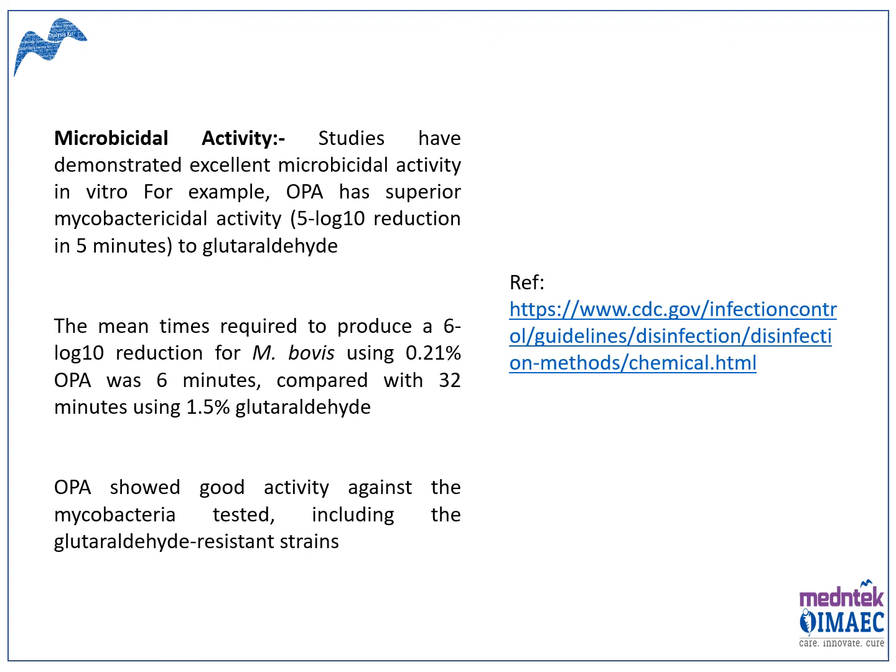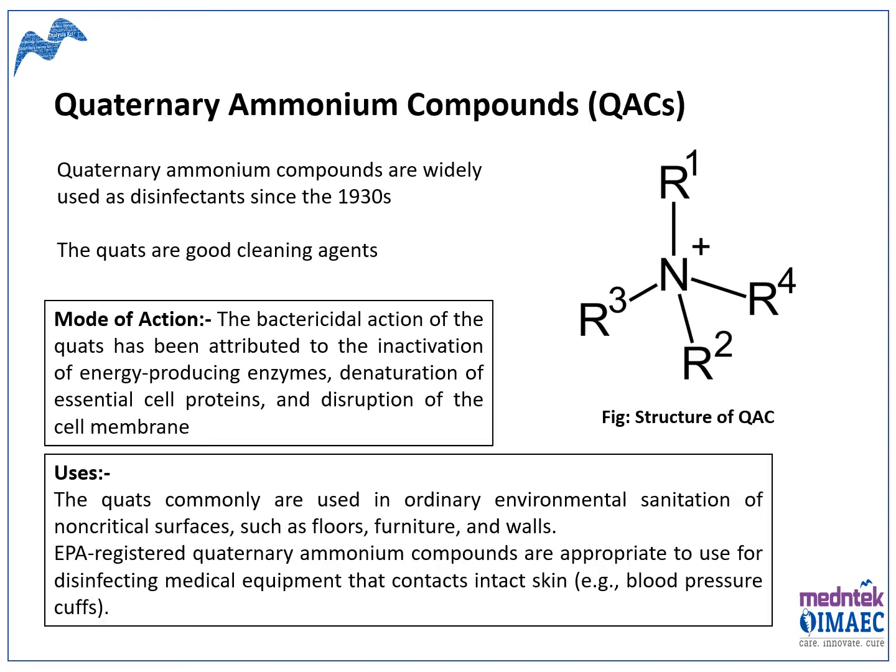Several studies show that OPA has very superior mycobactericidal activity. Within 5 minutes it can achieve as much as a 5 log to the base 10 reduction as compared to glutaraldehyde. OPA also shows good activity against the glutaraldehyde-resistant Mycobacterium strains tested. Most Mycobacterium tuberculosis strains are able to resist glutaraldehyde, but OPA shows good activity against glutaraldehyde-resistant Mycobacterium strains.